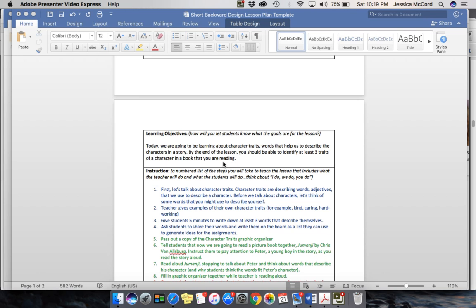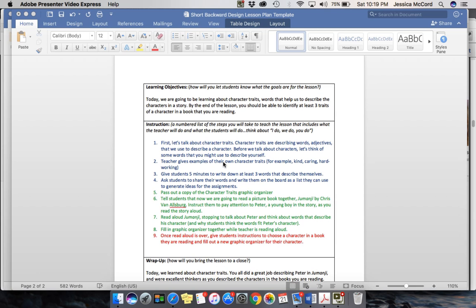So for this lesson, I would say today we're going to be learning about character traits, words that help us to describe the characters in a story. By the end of the lesson, you should be able to identify at least 3 traits of a character in a book that you are reading. And it's just as simple as that, okay?